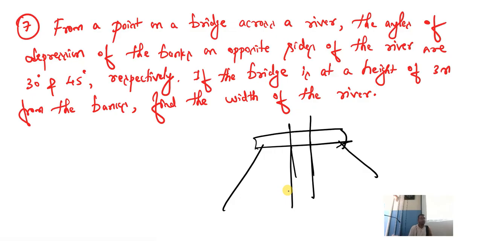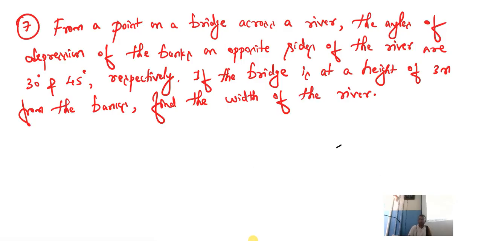This is the bridge, man. Understood? We have a bridge. Excuse me, I don't know whether it is a straight bridge or a flat bridge or whatsoever. So first, let me understand the question. Let me say this is a bridge. From this bridge, I am taking one point.